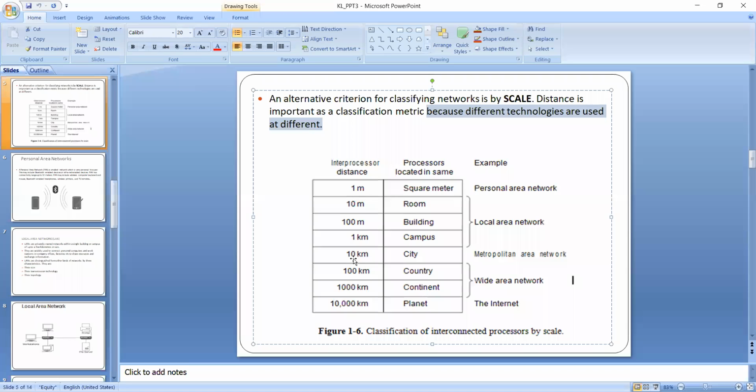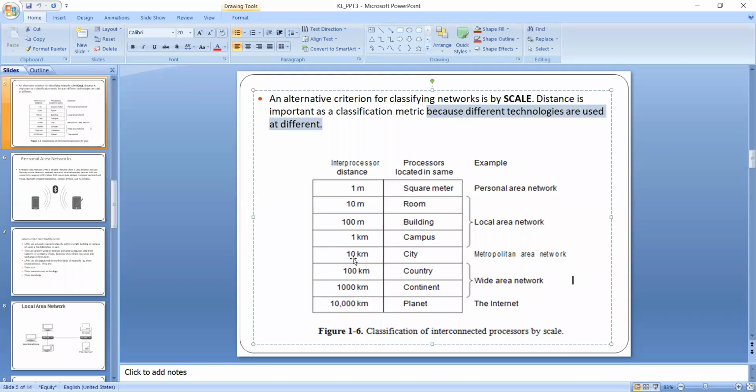So for a very small area, for a personal area within 1 square meter, we use personal area network, simply PAN. For the processors to be used in a room or building or campus, we prefer local area network, simply LAN. For cities, we use metropolitan area network, simply MAN. For machines inside a country and a continent, we prefer wide area network, simply WAN. And on the whole earth, for the communication, we use the internet.